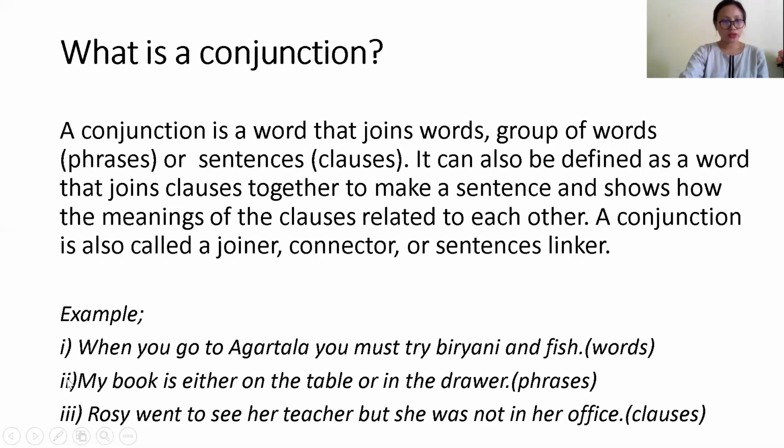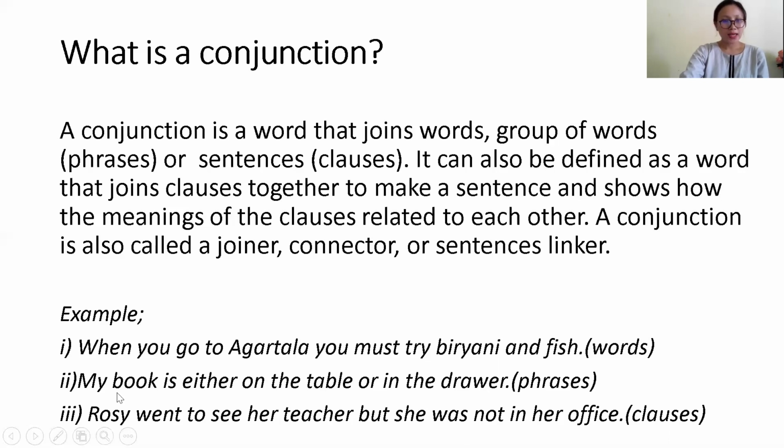Next we have number 2. My book is either on the table or in the drawer. So it is a phrase. Here, one phrase is on the table and another is in the drawer. So we use the conjunction or to connect, to join these two phrases.